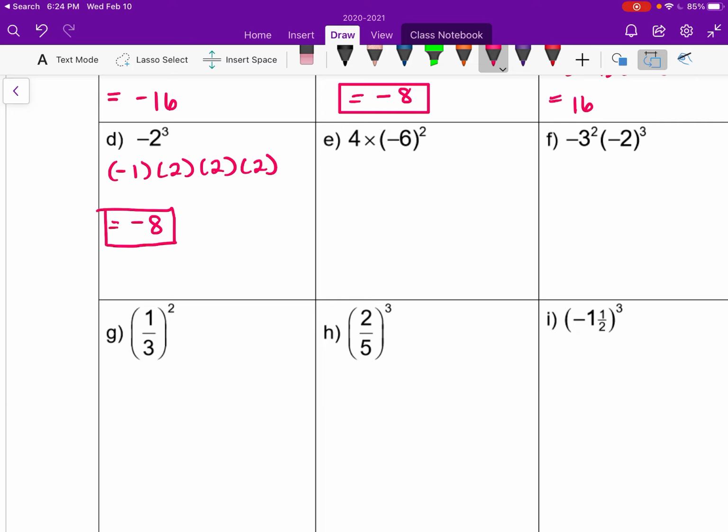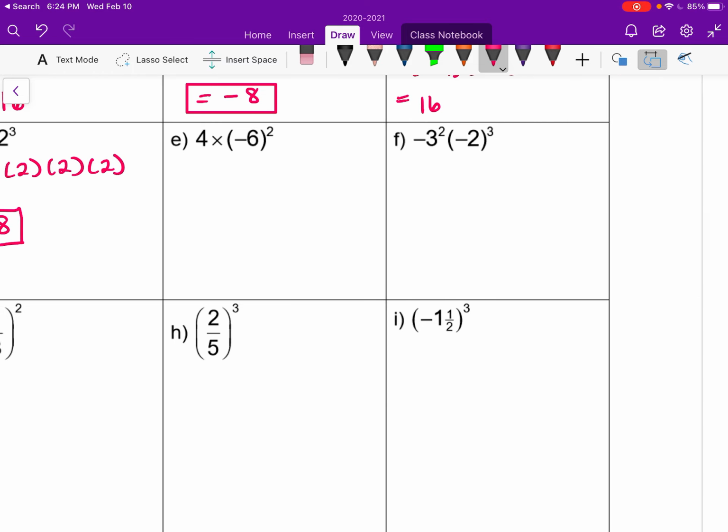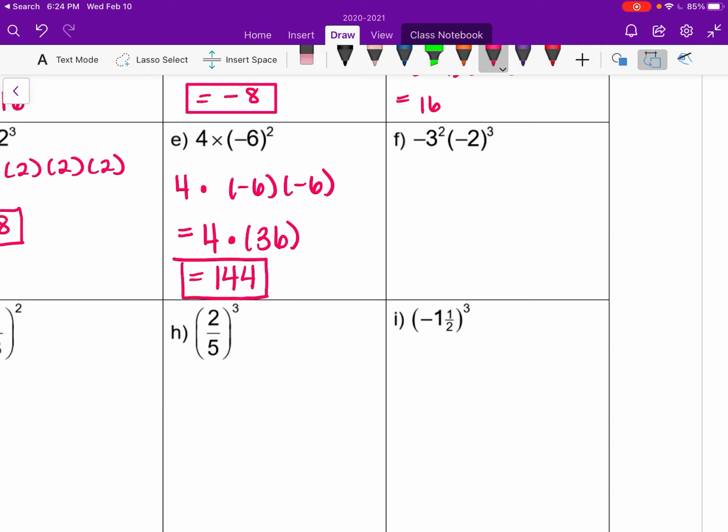Okay. Here I have 4 times negative 6 squared. So I know it's going to be 4 times negative 6 times negative 6. You always do the exponent first. So don't do 4 times negative 6 right off the bat. You have to do the exponent first. So you have 4 times 36, which is equal to 144. You must do the squared first. That's from order of operations. So do exponent first, always. Okay?